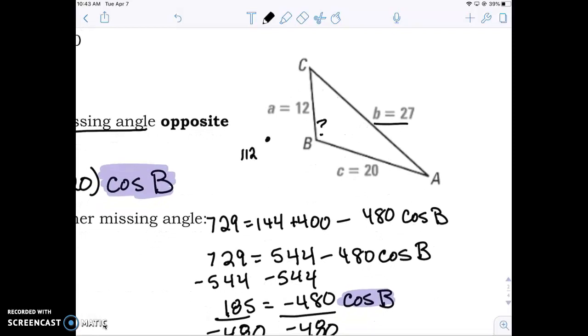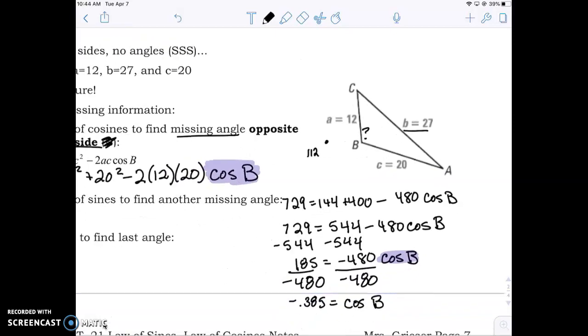112 degrees. Does this angle look greater than 90 degrees? Yes, it does. So since B is greater than 90 degrees, it's the largest angle of the triangle, it makes sense that it would be 112 degrees.